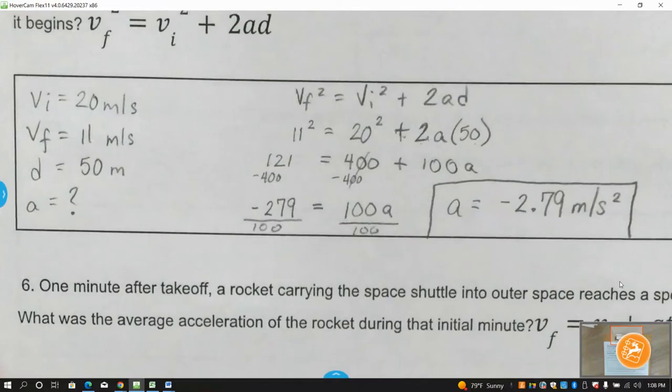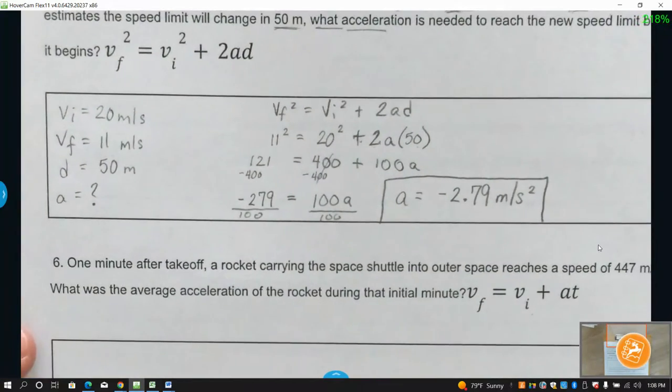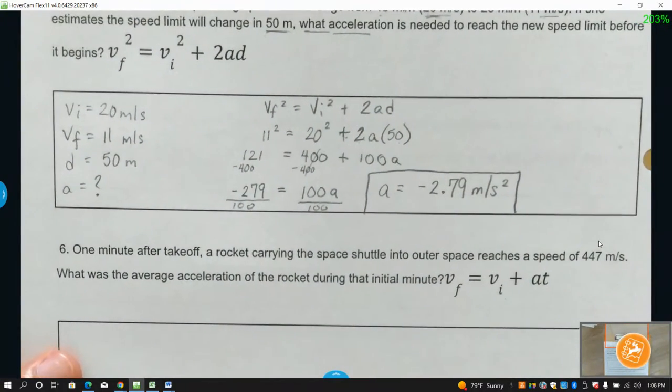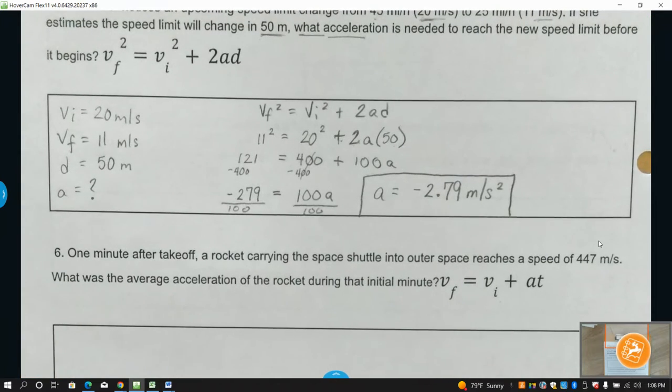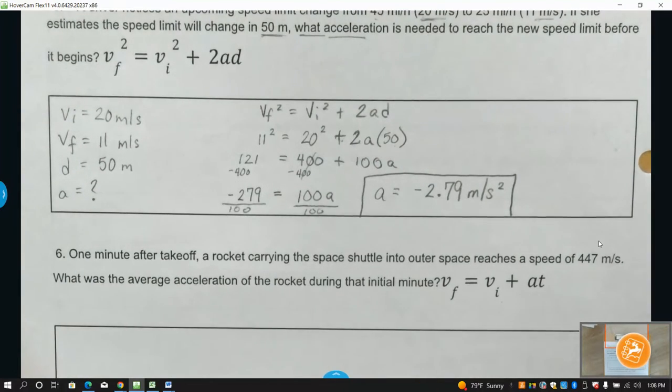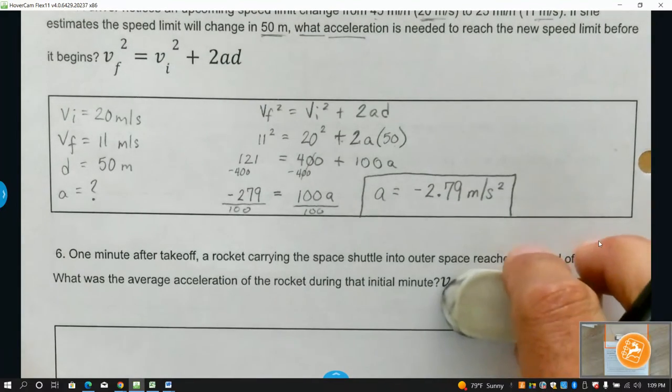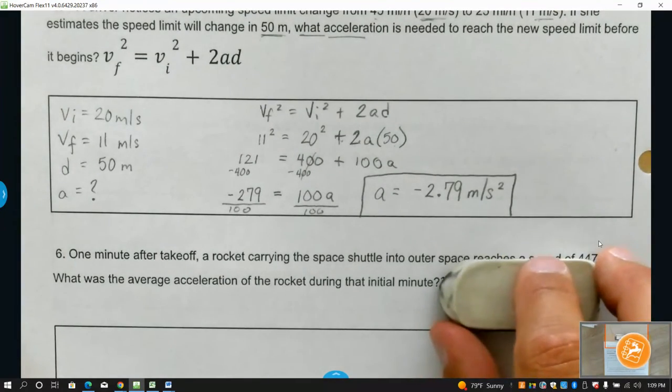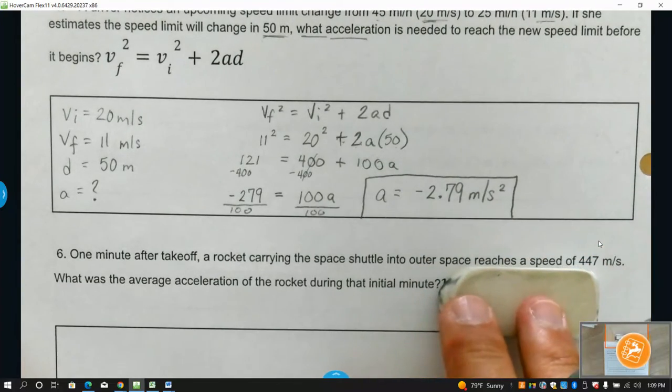The only other thing was in number 6. Can someone tell me, what are we given? 1 minute after takeoff, a rocket carrying a space shuttle into outer space reaches a speed of 447 meters per second. What was the average acceleration of the rocket during the initial minute? So, what do they give us? Speed of the spaceship. Okay. So, they say the spaceship reaches the speed of that.